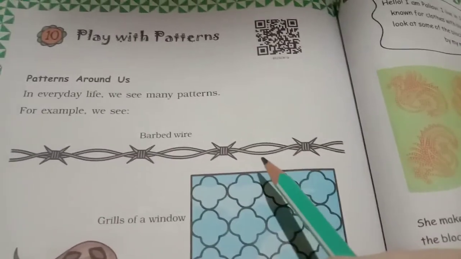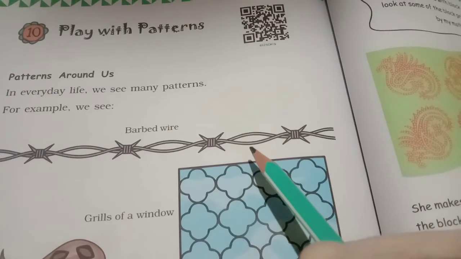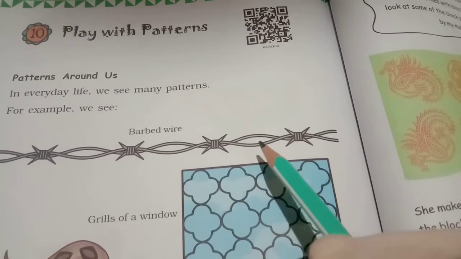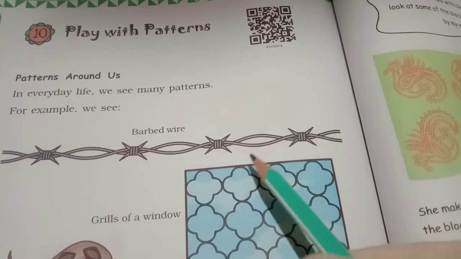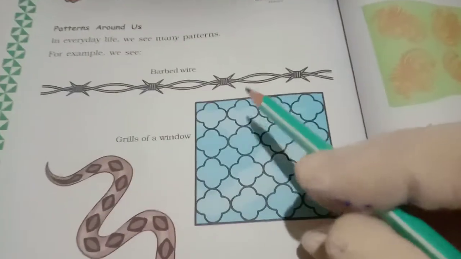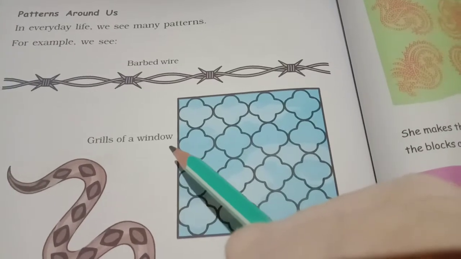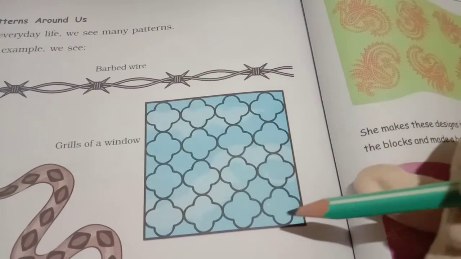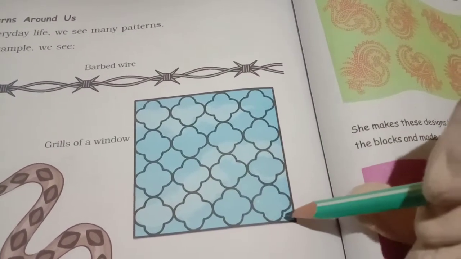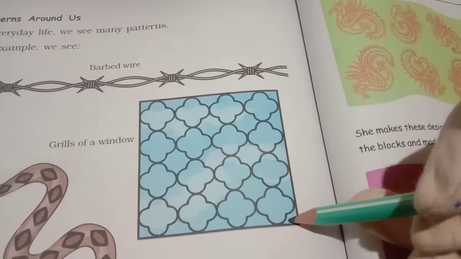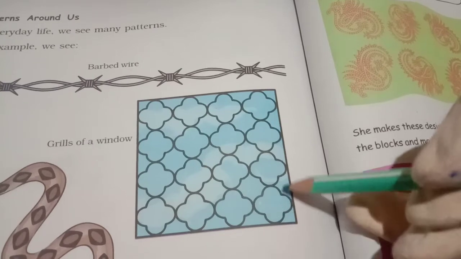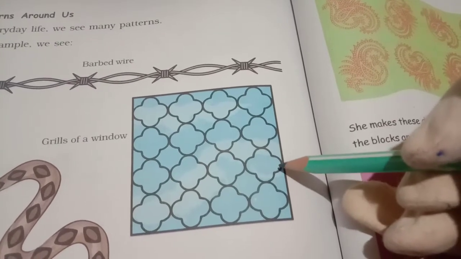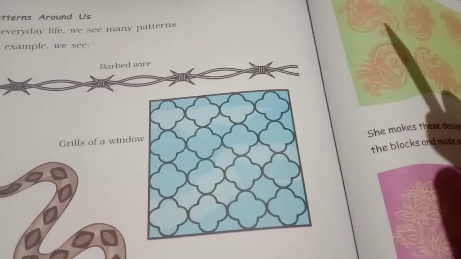This type of wire we see in our house, in the market area, at our neighbor's house, at an electric shop, etc. Now next is the grill of a window. Look at this window that has a grill of this type. This type of grill we see at our neighbor's and our friend's house, etc. Not only this type, there are so many different types of grill patterns we see.